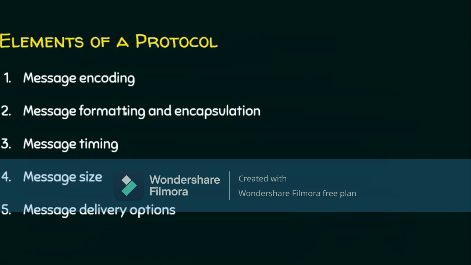That is what we exactly call elements. The elements of a protocol are message encoding, message formatting and encapsulation, message timing, message size and message delivery options. We shall see each of these elements in a detailed manner.